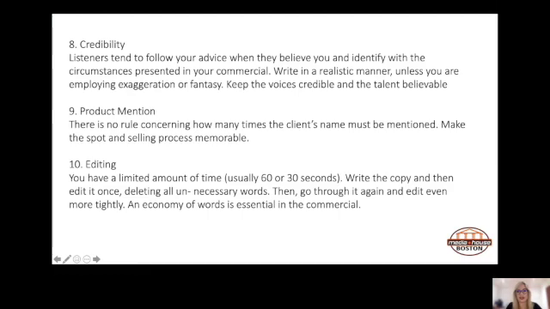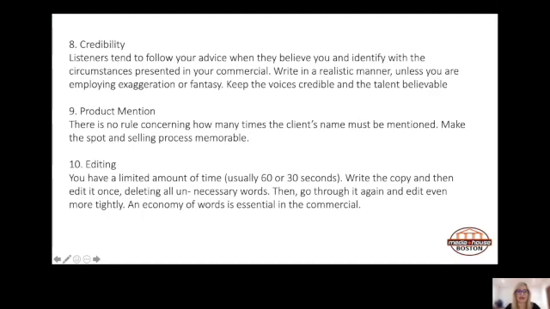Number 8 there, credibility, extremely important. Listeners tend to follow your advice when they believe you, when they trust you, when they identify with the circumstances presented in your ad, okay? So they need to trust you and they need to find it relatable. Write in a realistic manner, unless you're employing exaggeration or fantasy. Keep the voices credible and the talent believable. Number 9, product mention. There's no rule concerning how many times the client's name must be mentioned. Make the spot and the selling process memorable, okay? So make sure that it's memorable at the end of the day.